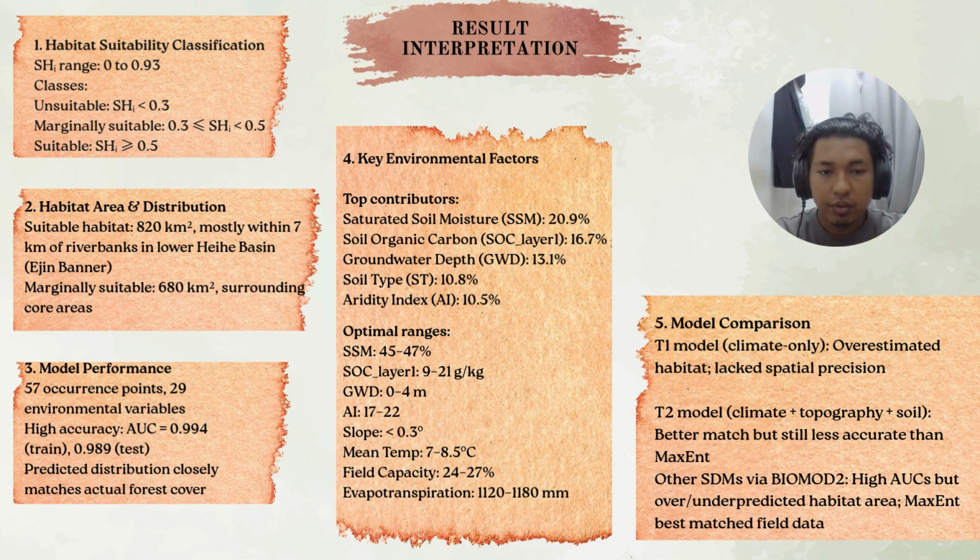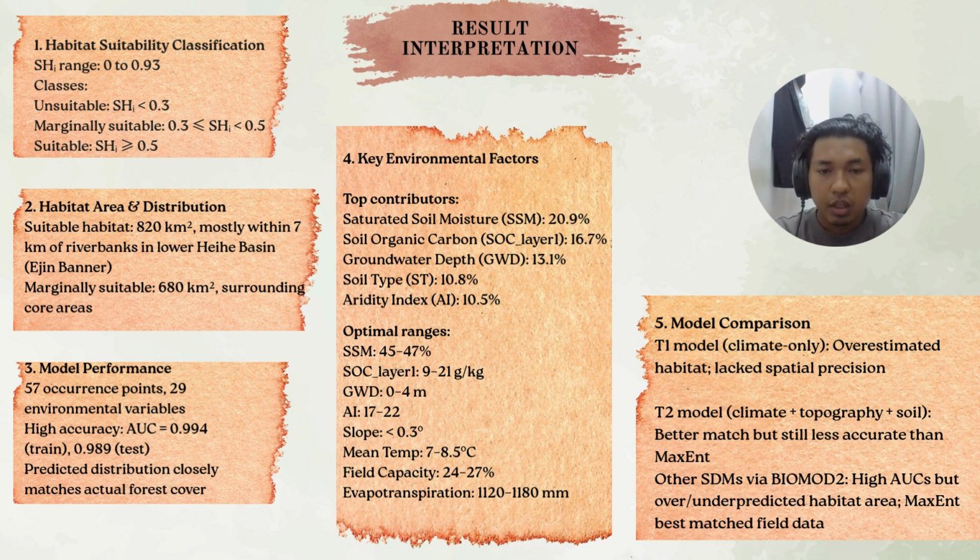The main factors that influence the distribution are soil moisture, which is 21%, soil organic carbon 70%, and groundwater depth 30%. Soil type and aridity index also play an important role. The ideal conditions for Populus euphratica include moist soil, organic-rich topsoil, shallow groundwater, gentle slope, and cool temperature.